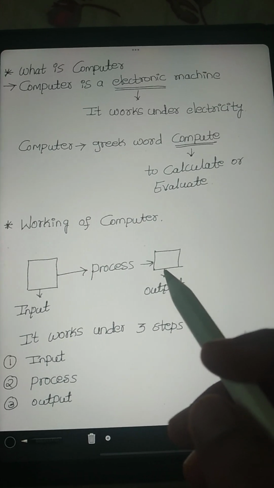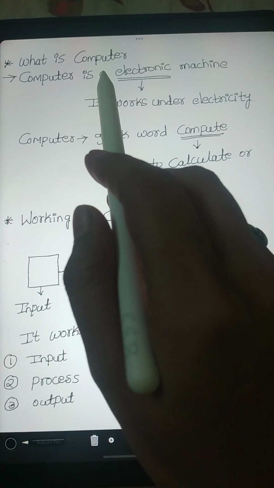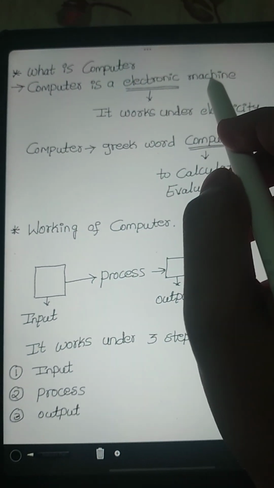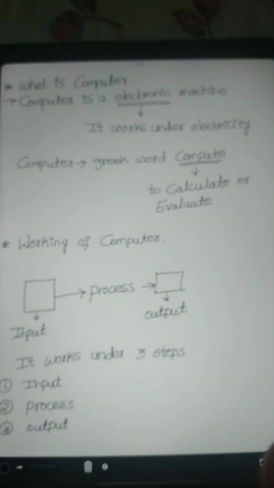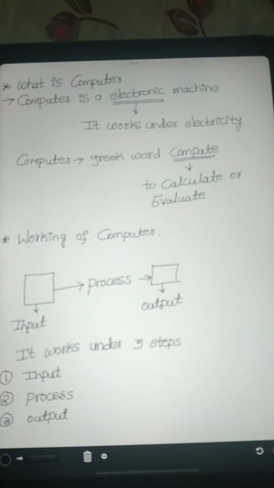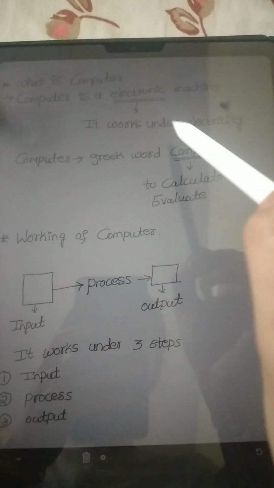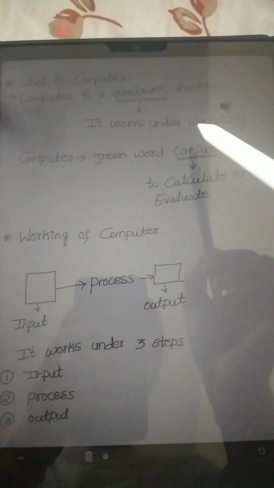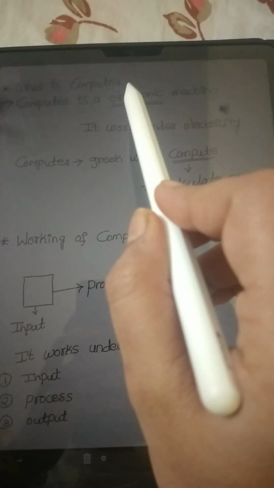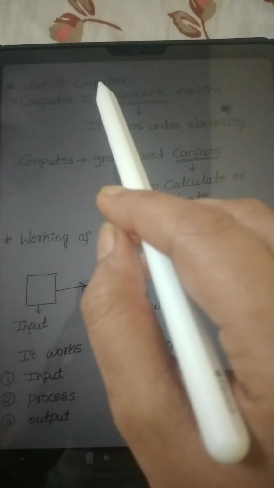In this video, let us learn about what is a computer. Generally we know a computer is an electronic machine. Why is it called an electronic machine? Because it works under electricity. If there is no electricity, then we can't operate or boot the computer.